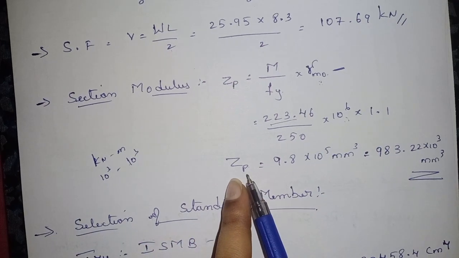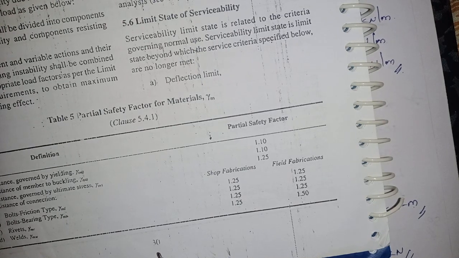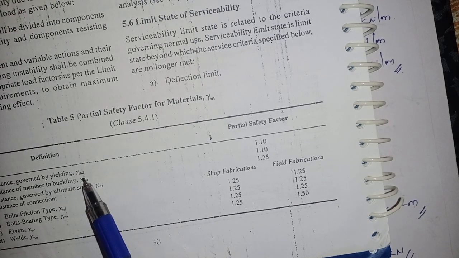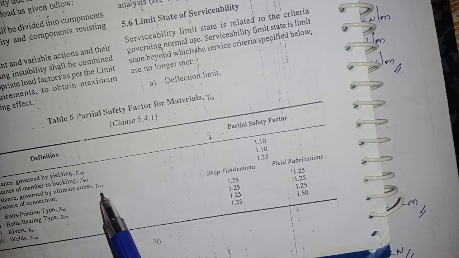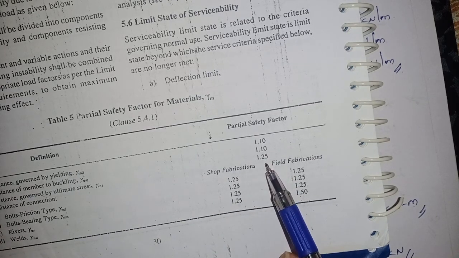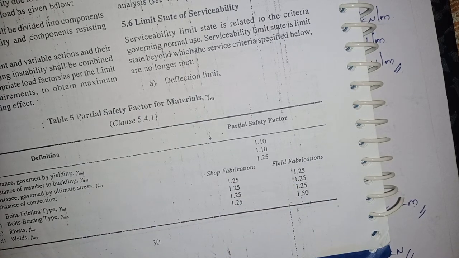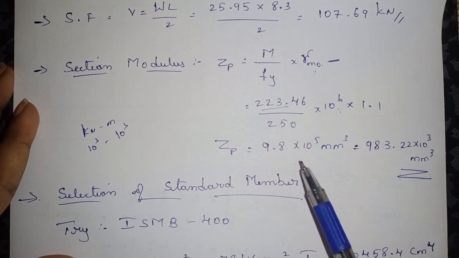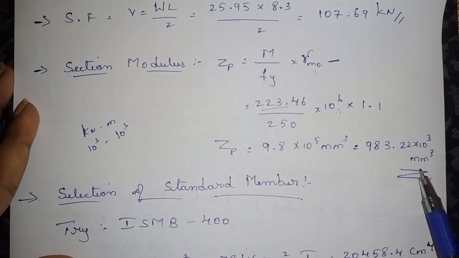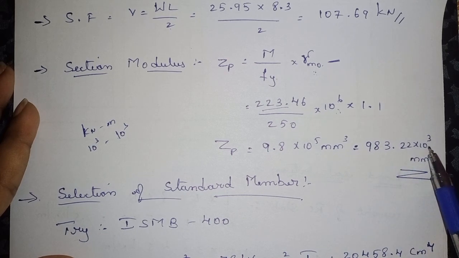So now ZP. Can you see here? It is on page number 30. Gamma m naught is 1.1, you will get it from the code book itself. Gamma m1 is 1.25. Got it? Gamma m naught is 1.1, page number 30. So now we got what ZP is. Calculate it and you will get ZP. In mm cube, it is 983.22 into 10 raised to 3 mm cube.